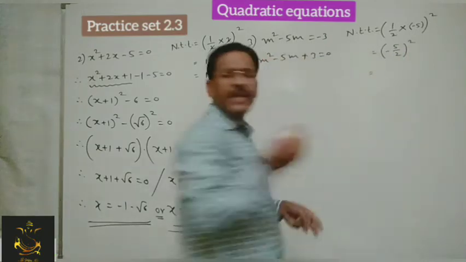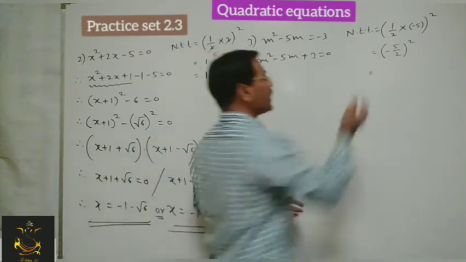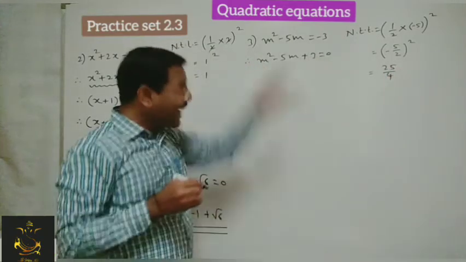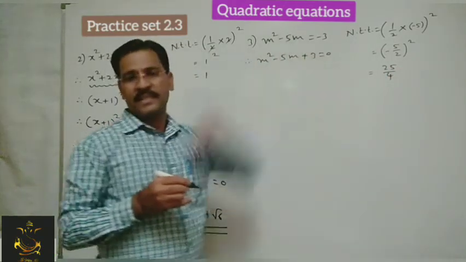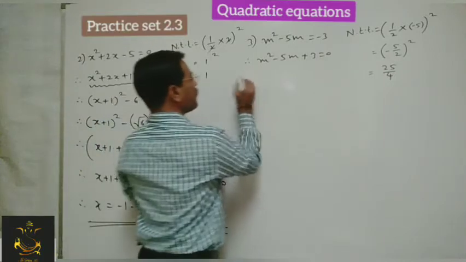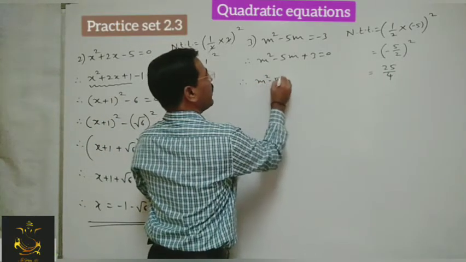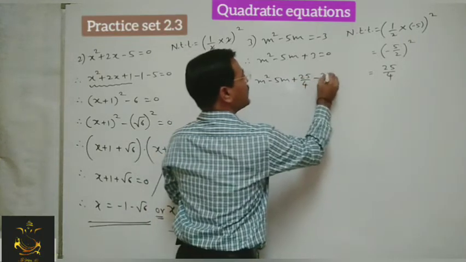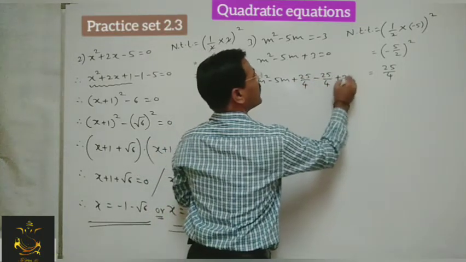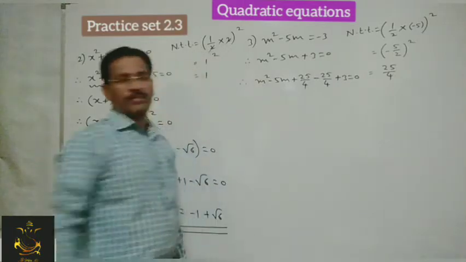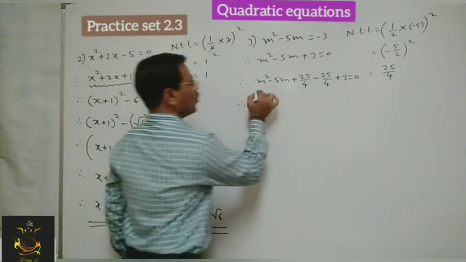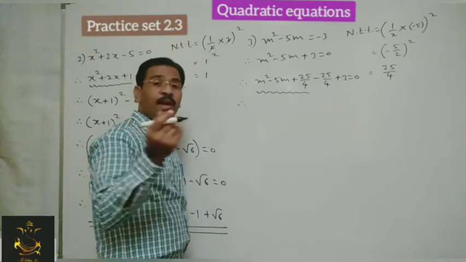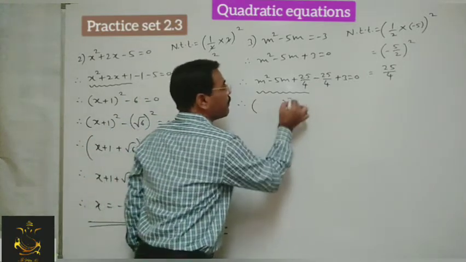So, the square of any negative number is always positive. That means what do we get here? 25 by 4. That one I am going to add and subtract. See here, what you can get here? m square minus 5m plus 25 by 4 minus 25 by 4 plus 3 equal to 0. Okay. So, look here. What is this? This is the perfect square. Yes, tell me what should come here in that bracket.